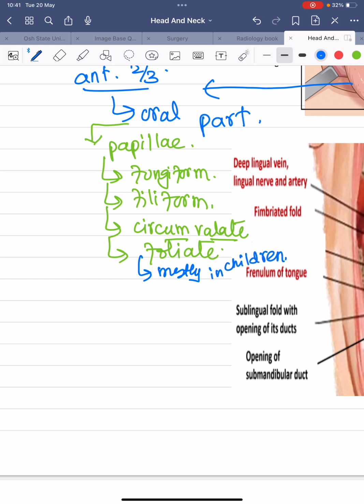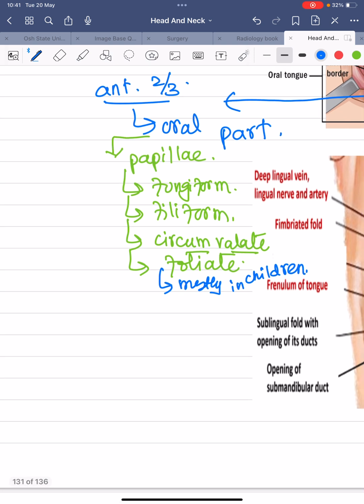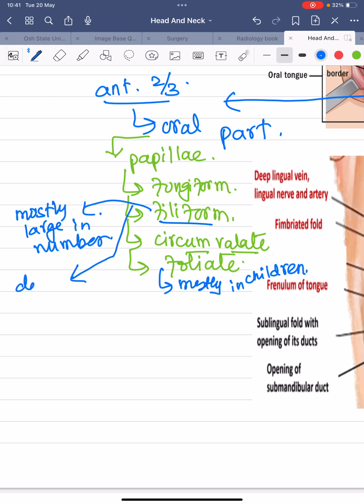They are mostly present in children. Okay. The papillae which are most populous, or large in number, are your filiform papillae. Please remember, these filiform papillae don't have taste buds. Fungiform papillae, they do have taste buds.